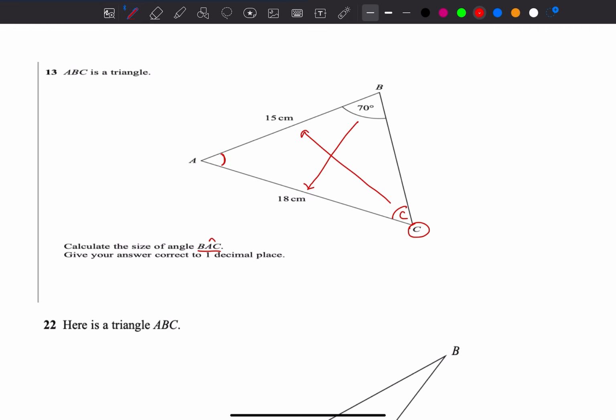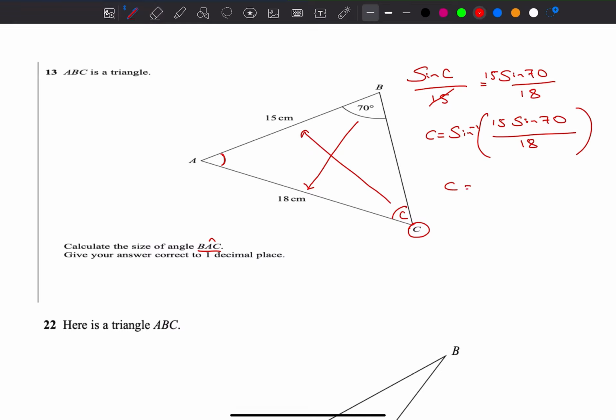So what is it? We'll use a sine rule. Remember, sine C over 15 equals sine 70 over 18. Then 15 will come here, multiply it up here, and C is just sine inverse of 15 sine 70 over 18. C, we'll get the answer to 1 decimal place. That gives us 51.5.